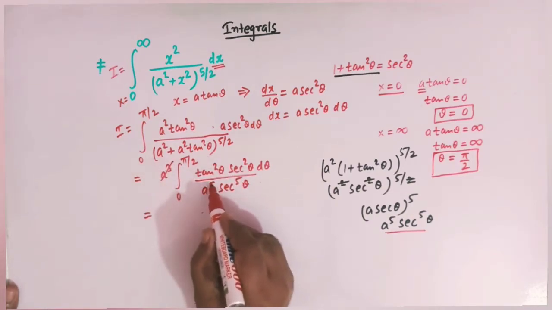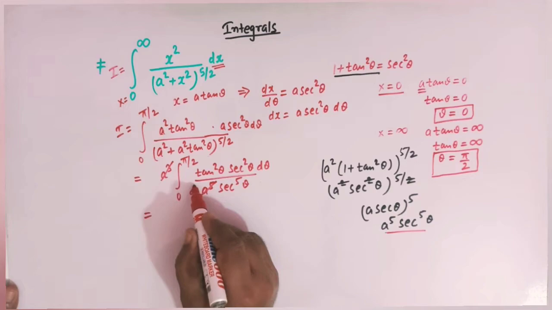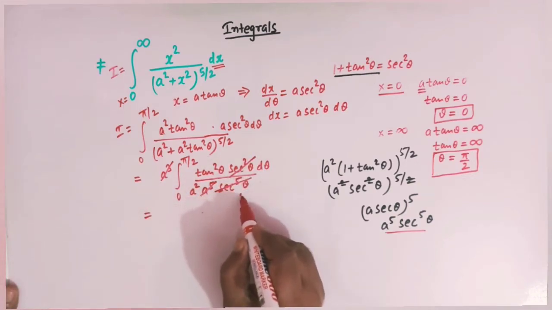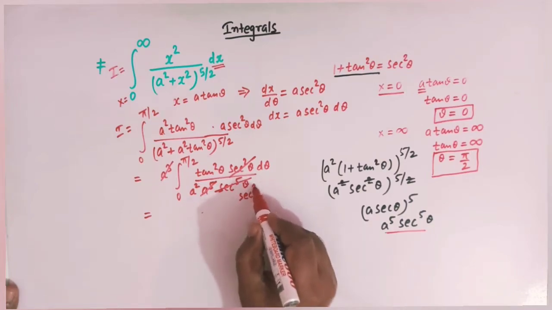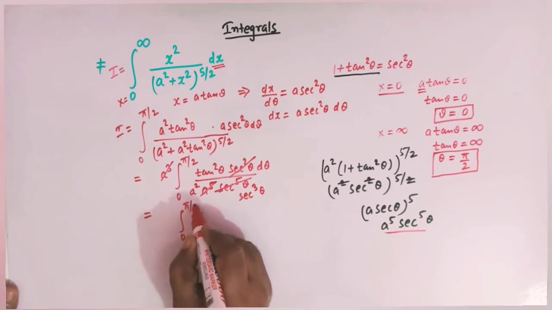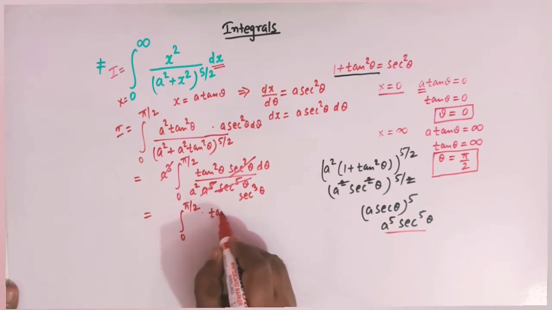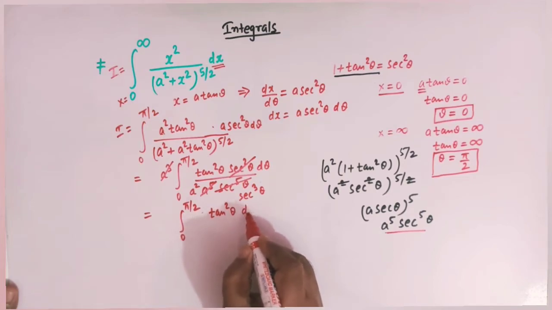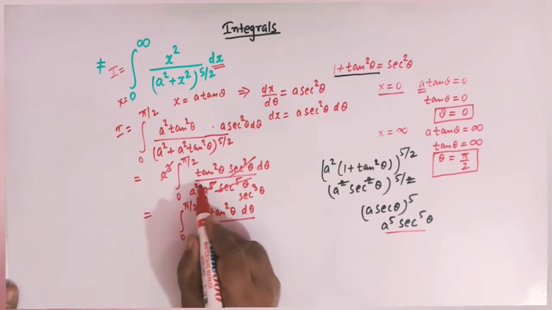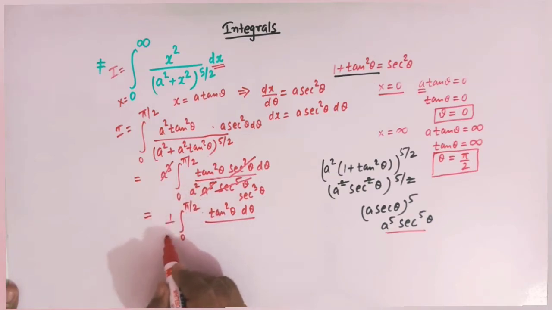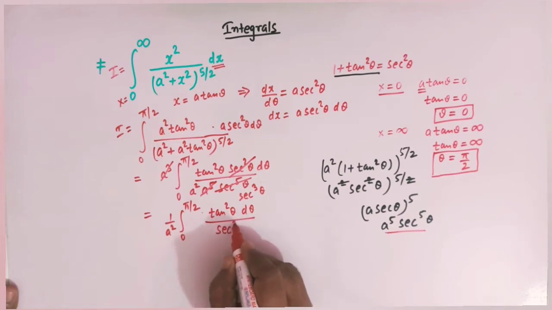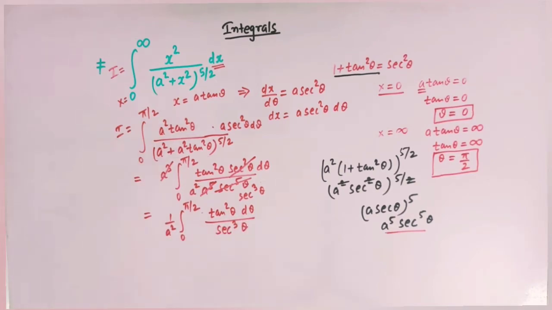So a cube gets cancelled, so we are left with a square here, and here secant square gets cancelled, so we are left with secant cube theta, right? So we can now write 0 to pi by 2, and we have tan square theta d theta divided by sec cube theta. Here we have a square in the denominator, so we can take it outside the integral, and here we have sec cube theta, right?